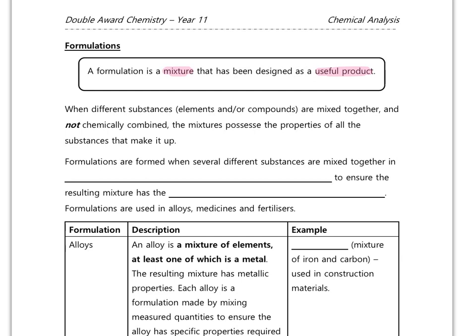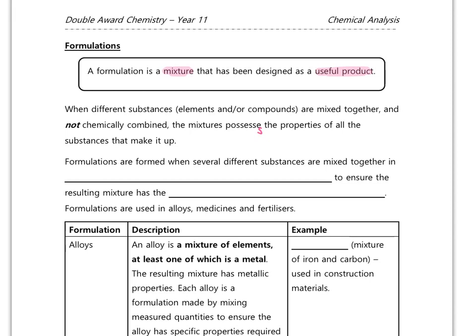Well, the properties of a mixture are such that when you mix substances together and not chemically combine them, the mixture possesses the properties of all the substances that make it up. And there is an S that is missing at the end of possesses, so you can add that in. So when we mix different substances together, all of their properties are present within the mixture.